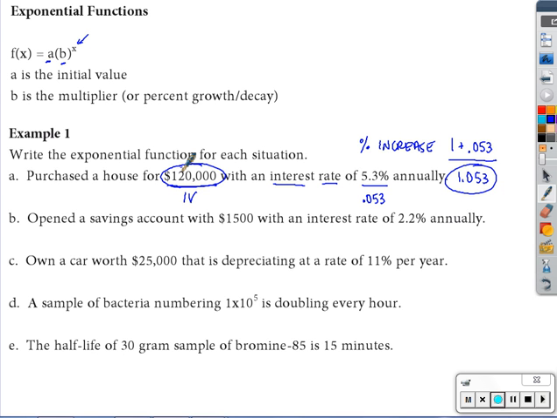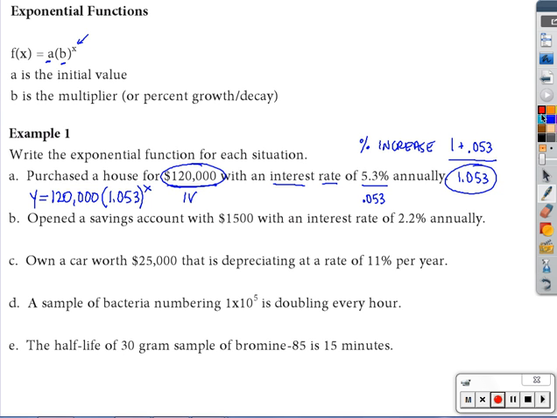So if I write the function, I will have y equals 120,000 times 1.053 to the x power. So again, initial value, multiplier. The difference here compared to the geometric sequences we worked with yesterday is that you have to find the multiplier. It's not given to you in the problem all the time.